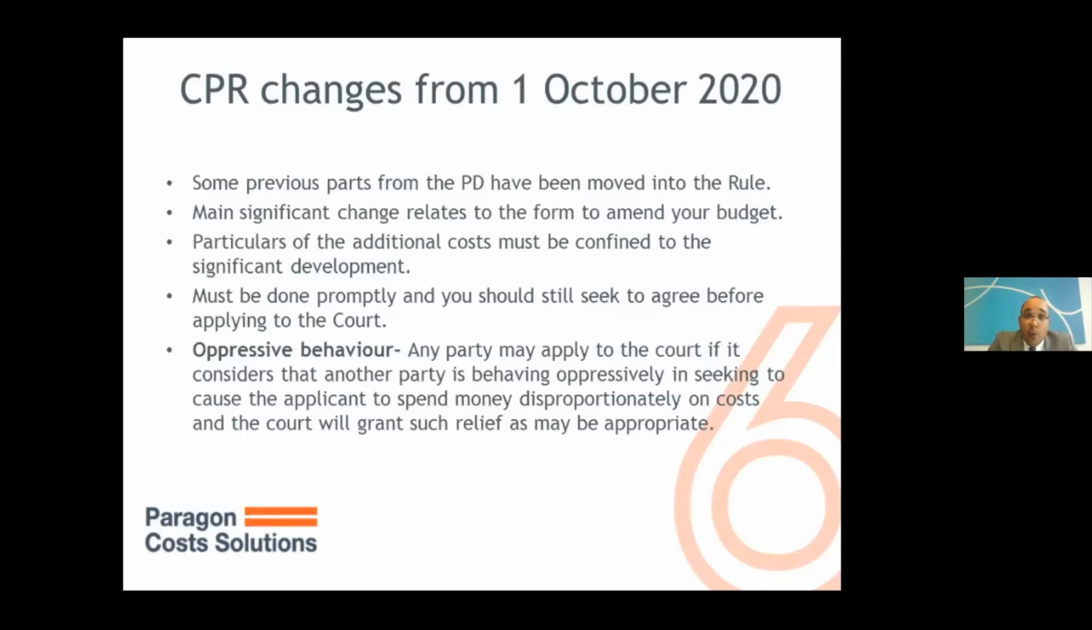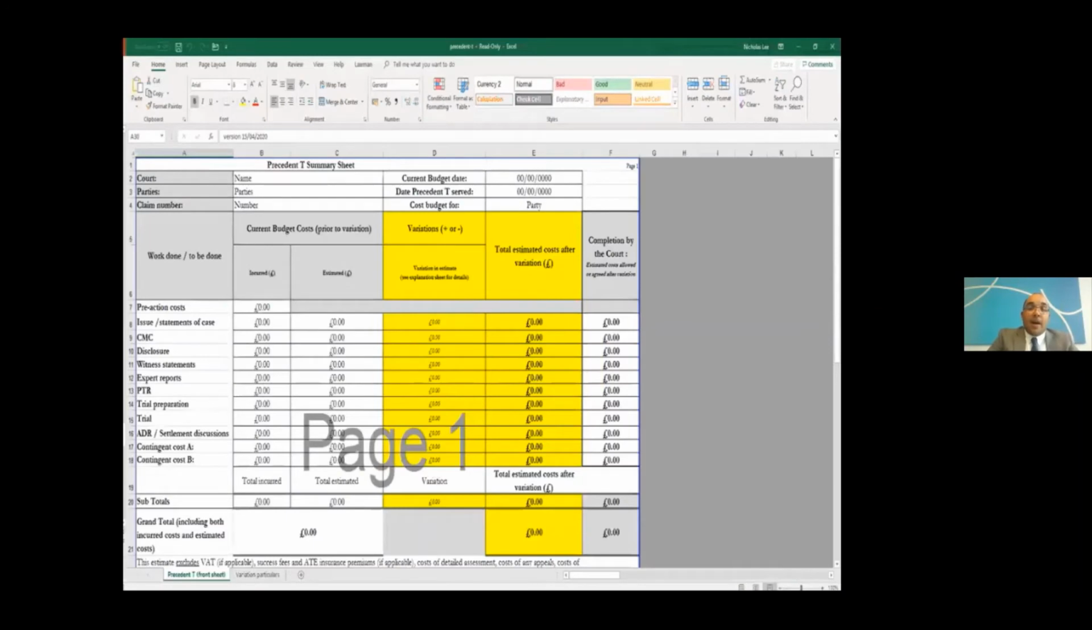So just a word of warning: if a party is misbehaving, I would raise it at the time, and raise it with the court if necessary, if it's causing increased costs, rather than saving that until the end. So as promised, I will take you through the Precedent T.